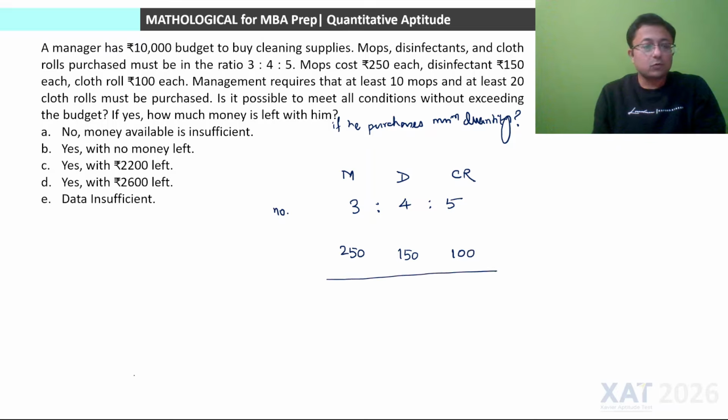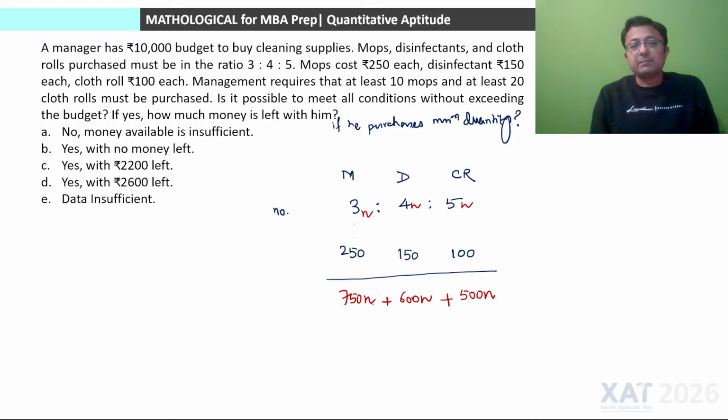Okay. So total amount क्या हो जाएगा हमारा? If n mops are purchased, then 3n are the total mops. Total cost will be 3n into 250, 750n. Then 4n disinfectants and 5n cloth rolls will be purchased because ratio तो 3:4:5 maintain ही करना है हमको. 4n into 150 will be 600n. Cost of all disinfectants, and similarly 500n will be cost of all the cloth rolls. So this will be our total cost. 750n plus 600n plus 500n.